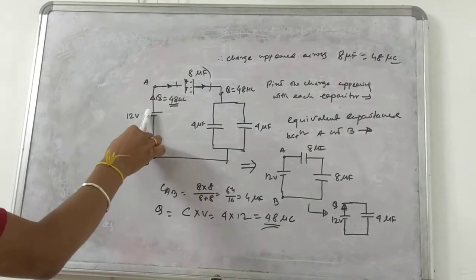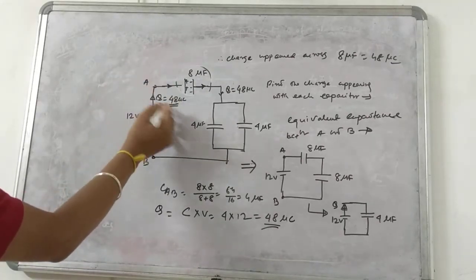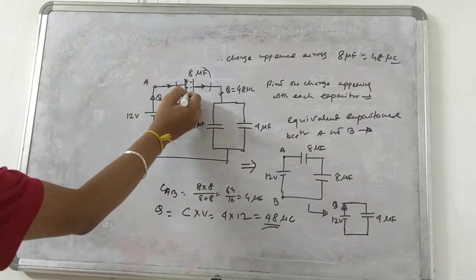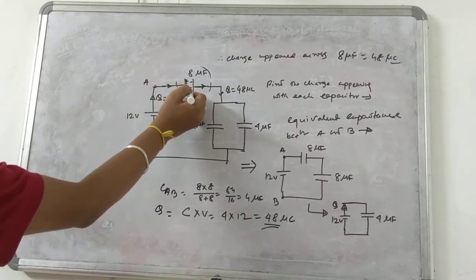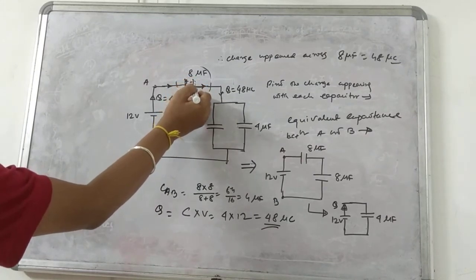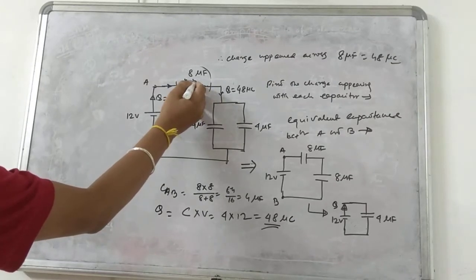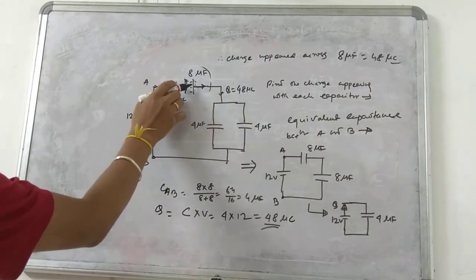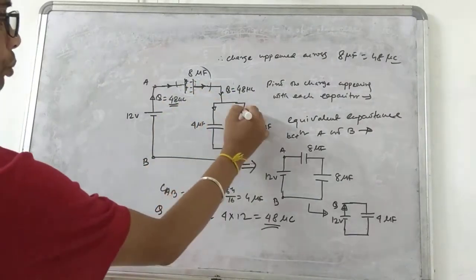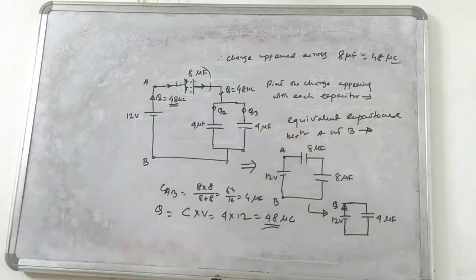First, this 12 volt battery supplied 48 microcoulomb. So 48 microcoulomb flows through this wire and this plate gets positive charge. By induction this plate gets negative charge of 48 microcoulomb, and this side gets 48 microcoulomb positive charge. Since this side is connected through this wire, this positive charge of 48 microcoulomb flows through this wire, coming to this junction, and it is divided in two parts. One is Q2 and another is Q3.